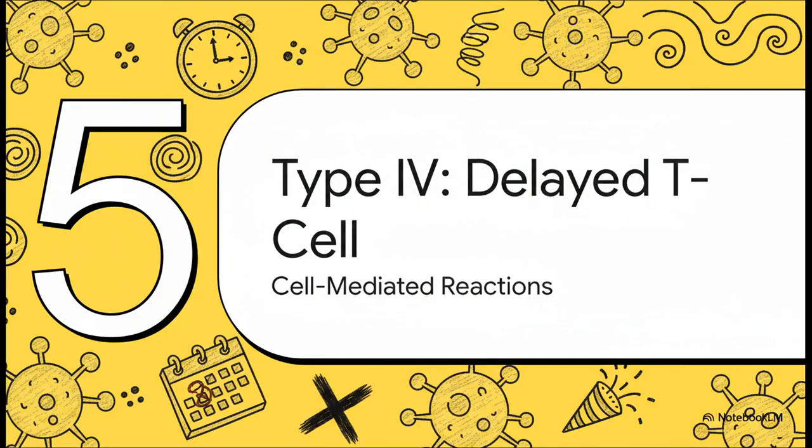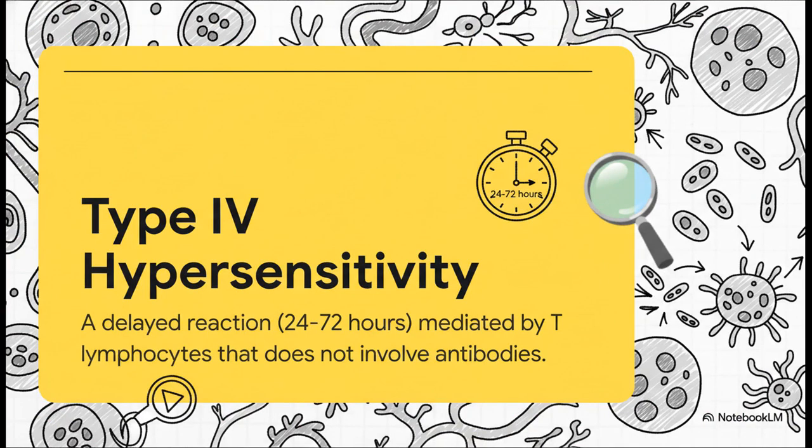Finally, we have type 4. This one is the odd one out. It's the only one that doesn't involve antibodies at all. Instead, it's run entirely by T cells and, true to its name, it's always fashionably late to the party. So the defining feature here is the delay.